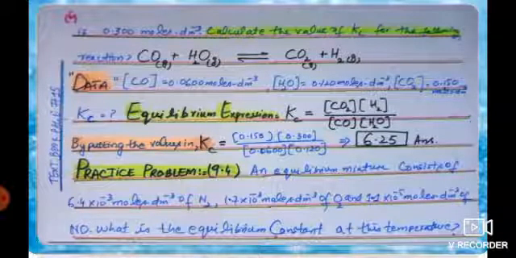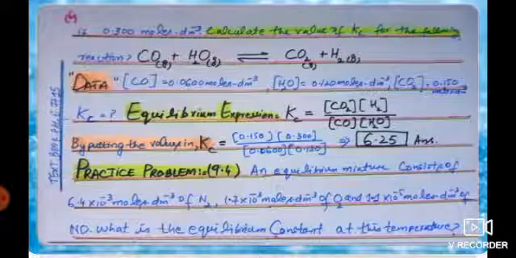Now we write the equilibrium constant expression from the above equation, in which the product concentrations are written above and the reactant concentrations are written below. Now we have to calculate Kc from the given values. By putting the values from the data in the equilibrium expression, we get the answer, that is 6.25. So the value of Kc from the given values is 6.25.